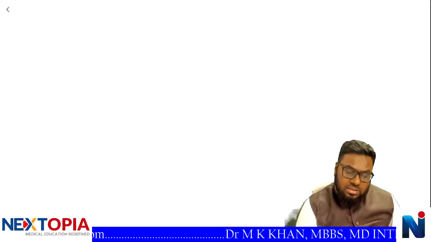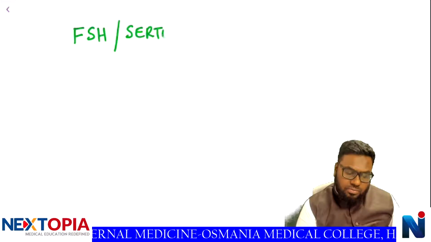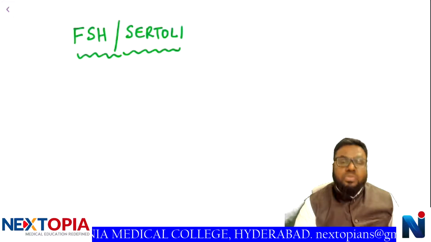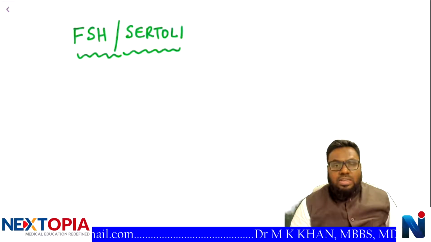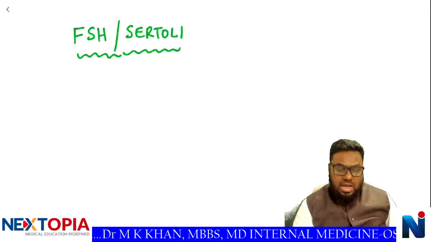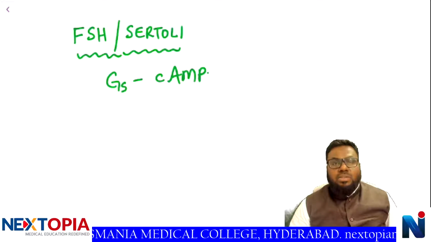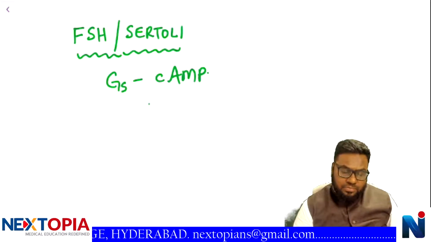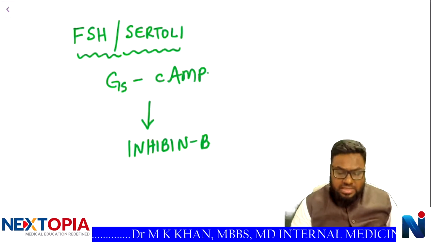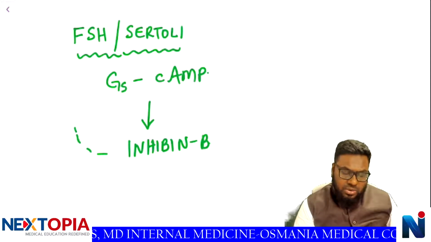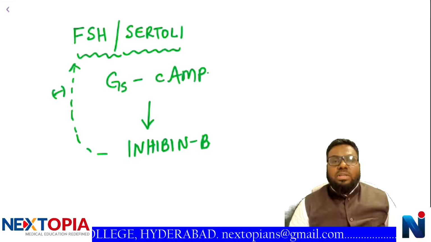All right. Next is the FSH on the Sertoli cell. Please remember that FSH binds to Sertoli cells. FSH activates the Sertoli cells via the FSH receptors present on them, again via the Gs cyclic AMP pathway, the same pathway, being a peptide hormone. The Sertoli cells release an important hormone, that is inhibin B. This inhibin B gives negative feedback to the FSH.